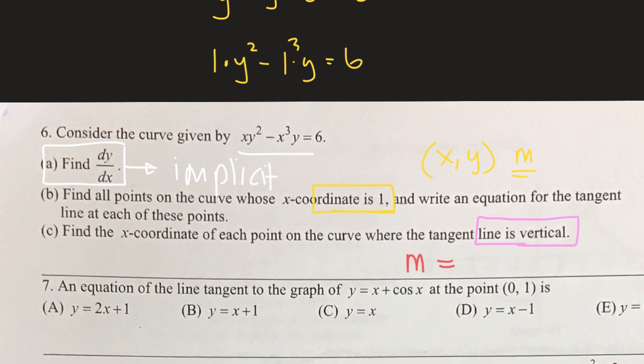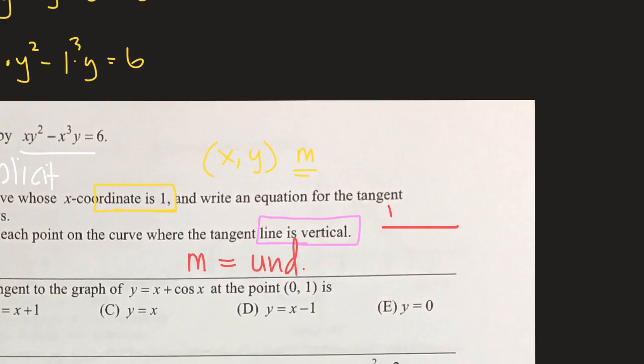We know that the slope of a vertical line is undefined. And if we have a fraction, because our dy/dx was a fraction, how do we get an undefined value from a fraction? If your denominator is 0, our function is undefined. And if your numerator is 0, then our value is 0.